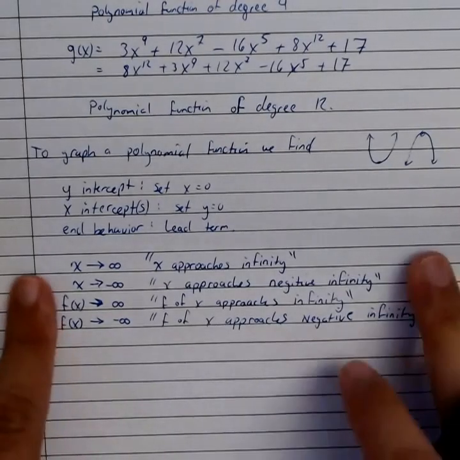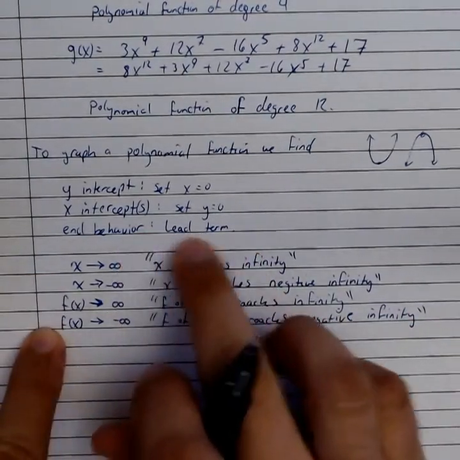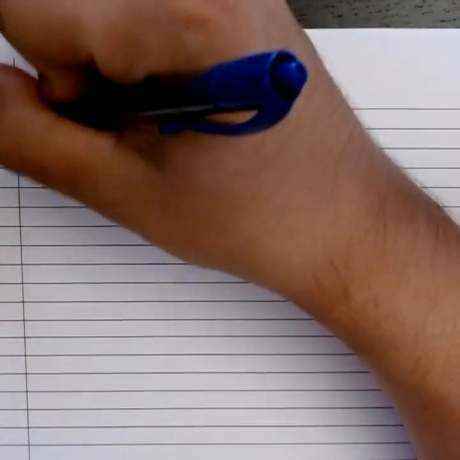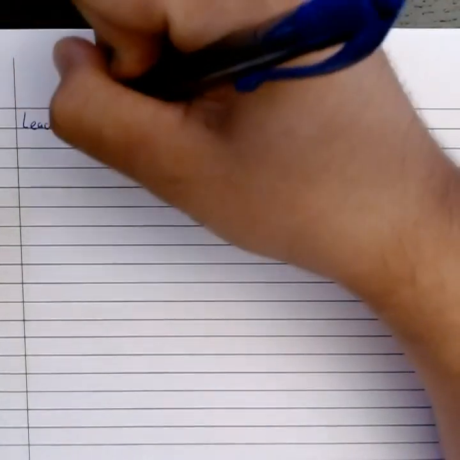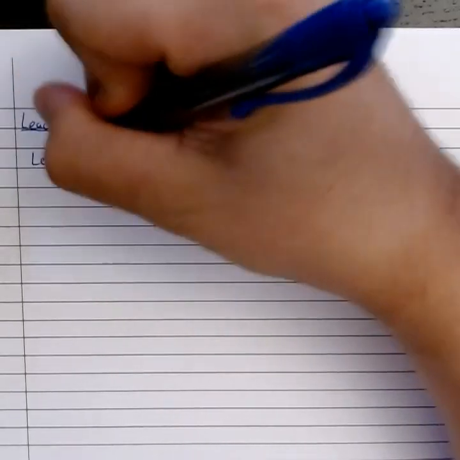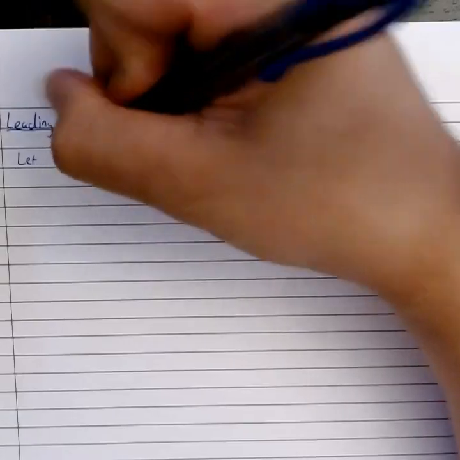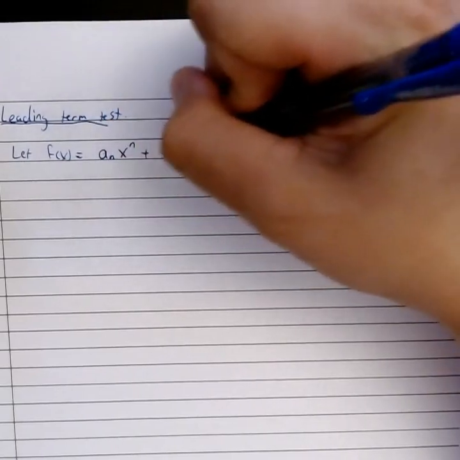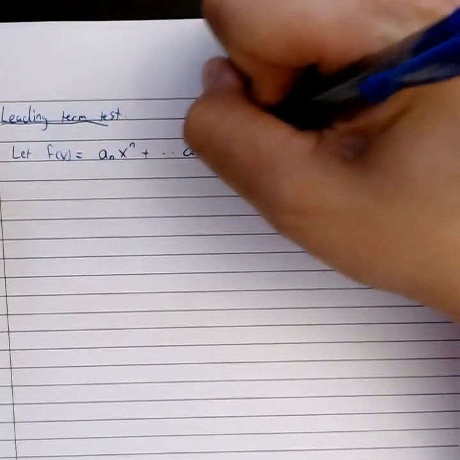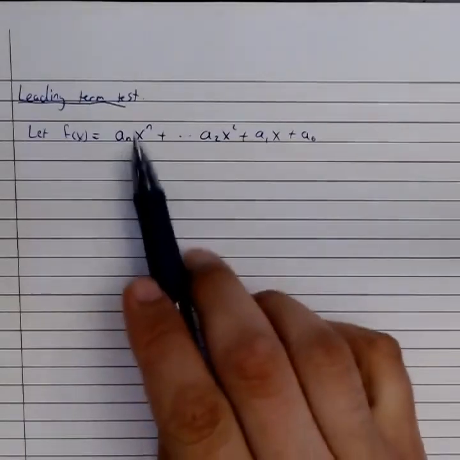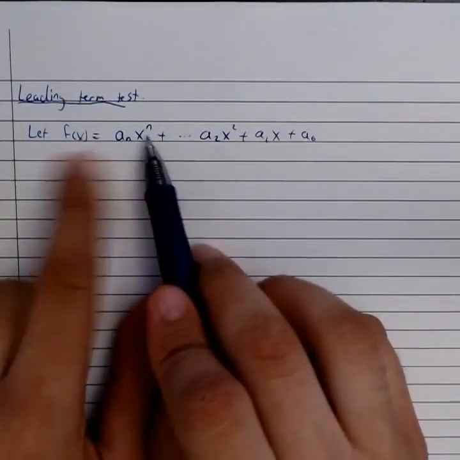All right, so with this language, we can now talk about how the lead term determines our end behavior. Our textbook calls this the leading term test. Let f of x be given as a polynomial function a sub n x to the power n plus ... plus a sub 2 x squared plus a sub 1 x plus a sub 0. Here, this is called the leading term test because that's the only one that's going to matter. So let's start off with this.